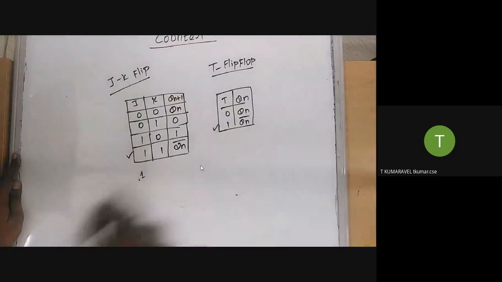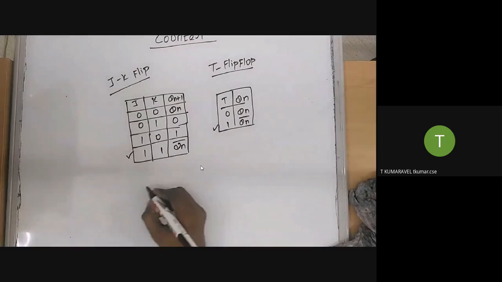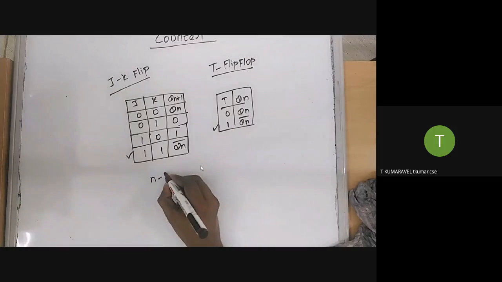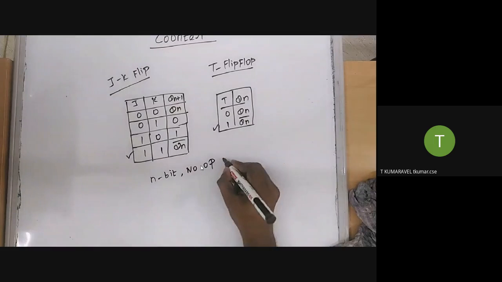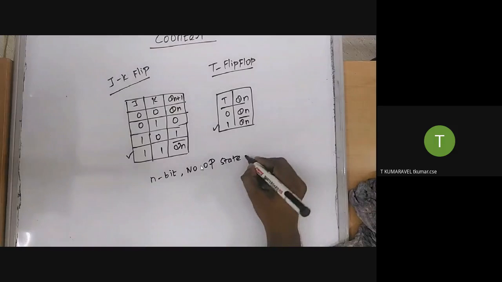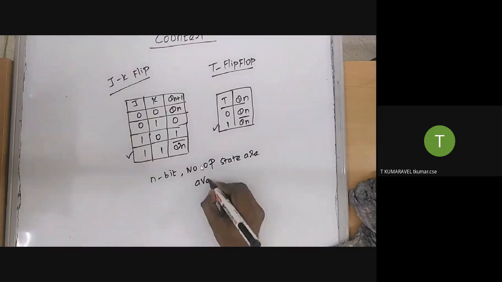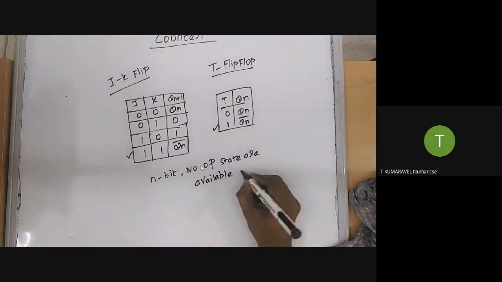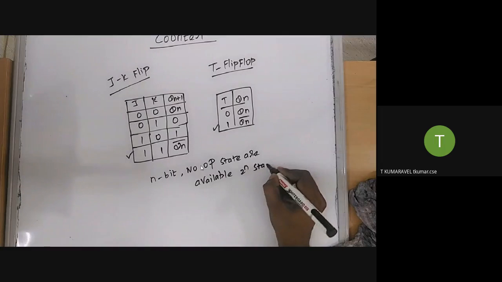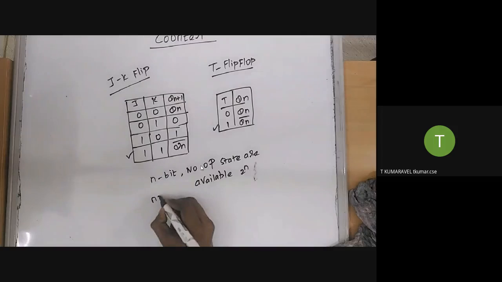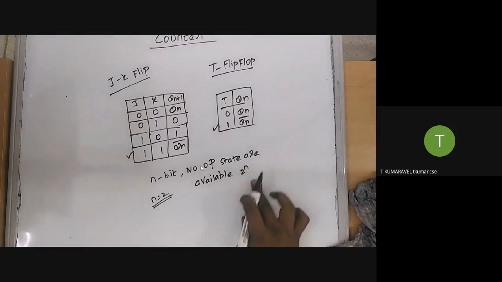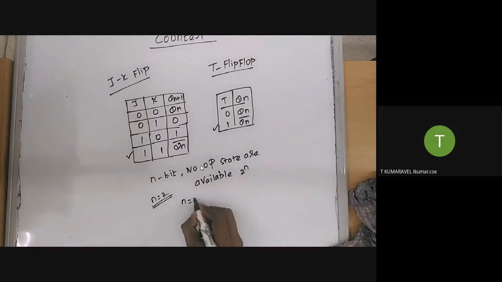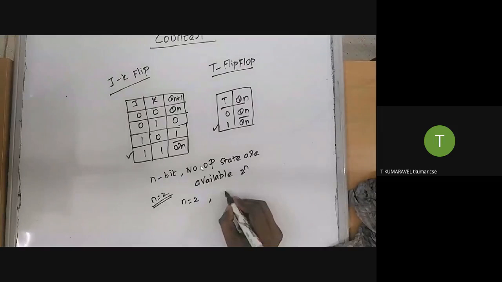One more thing I want to tell you: suppose in your counter you have n bits, how many states are available? 2 power n states are available. For example, in this case, how many variables are there? That is 2. So 2 variables, otherwise called 2 bits. How many input combinations are available? 4. So n equals 2. What about the number of states in the given counter? 4.